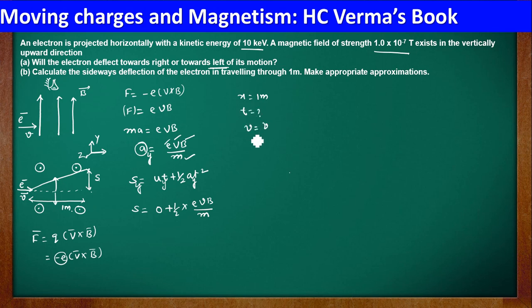V. So horizontally you can apply s is equal to ut plus half at square. Acceleration in that direction is not there, so the second term will be 0. So x is equal to only ut, or vt. So t is equal to x by v. What is x here? 1. What is the velocity? V, that we will find out a little later. So this is nothing but 1 by v whole square, isn't it?